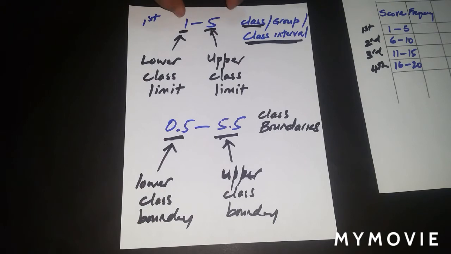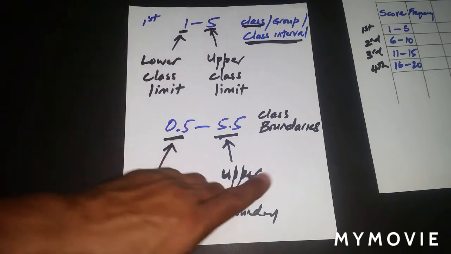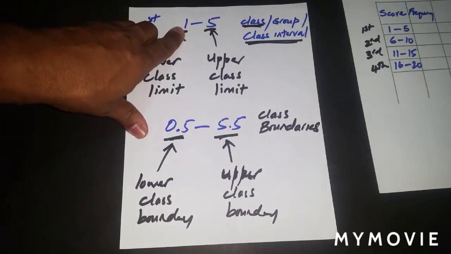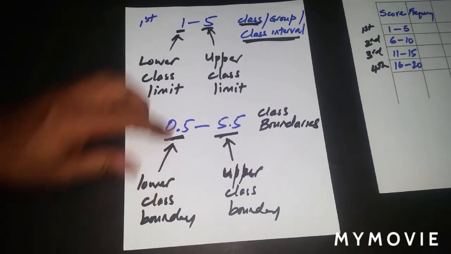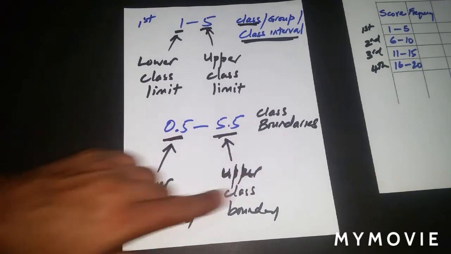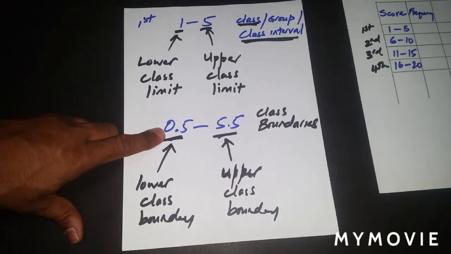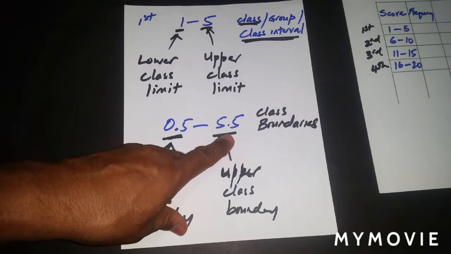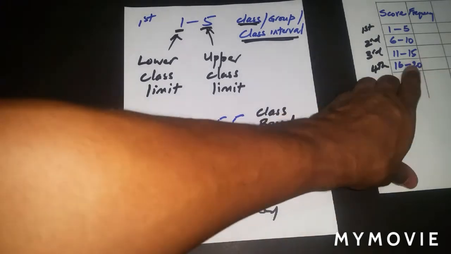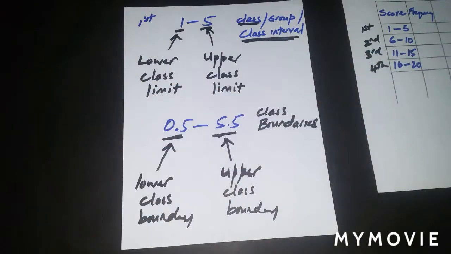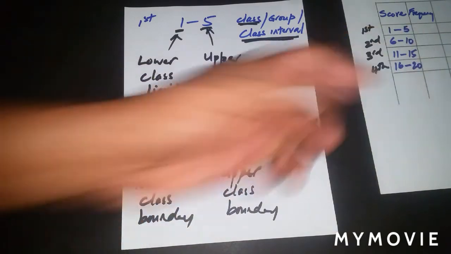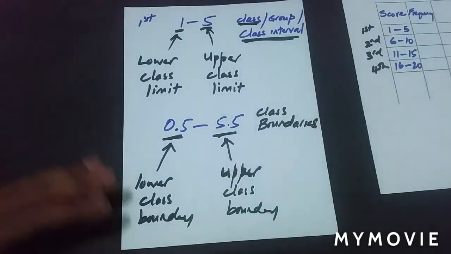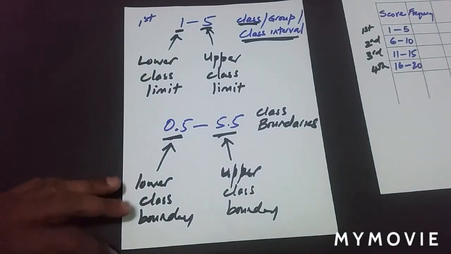So if the class or group or class interval is 1 to 5, then to get the class boundaries, just take away 0.5 from here and add it to here. So we have 0.5 to 5.5. Now when we've established the class boundaries, then this here would be the lower class boundary and this here would be the upper class boundary. So let's look at the third class here. What do you think the lower class boundary would be? It would be 10.5 and the upper class boundary would be 15.5. All right. So we've mentioned a couple of key things so far.